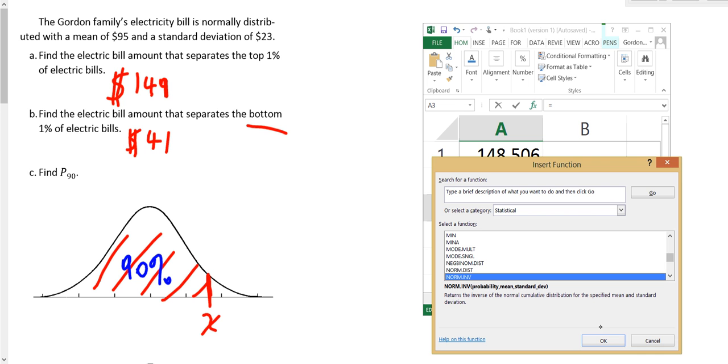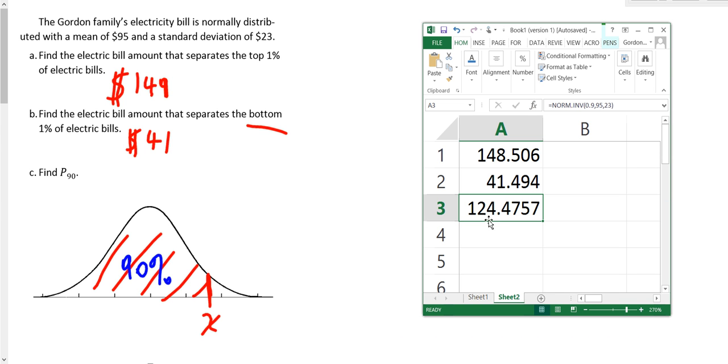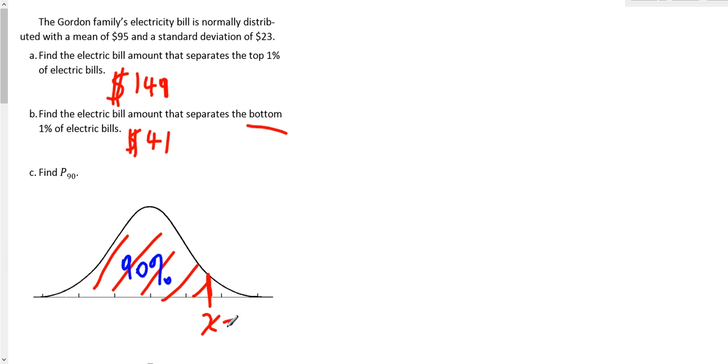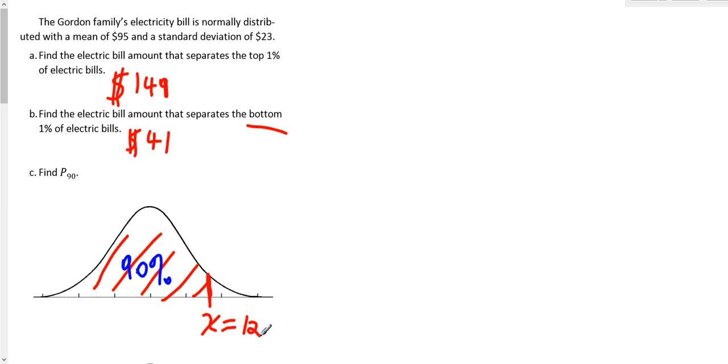Norm.inv, and click OK. For the probability, I have 90% to the left, which is 0.9 as a decimal. The mean is still 95, and the standard deviation is still 23. I click OK. The value that separates the bottom 90% from the top 10% is approximately 124. So for part C, $124 represents the 90th percentile. Basically, 90% of the values are lower than $124 and 10% of the electric bills are above $124.